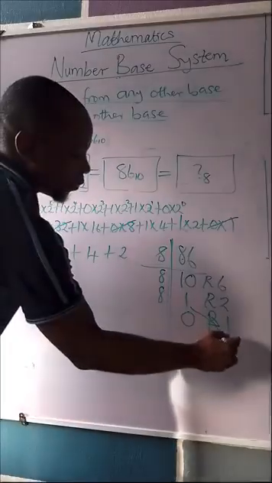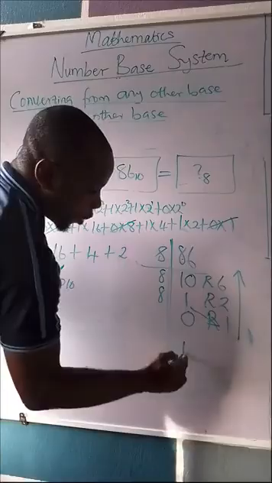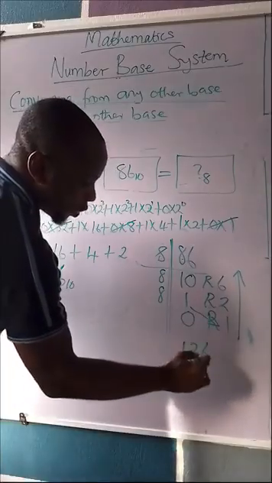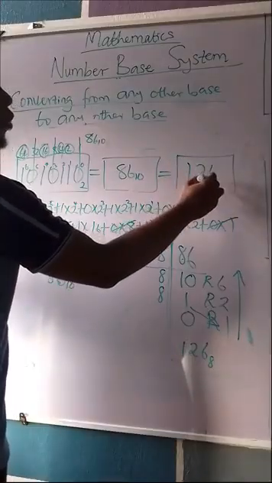So now you take your reading from bottom to top. This becomes 1, 2, 6 base 8. So you come down to 1, 2, 6 base 8.